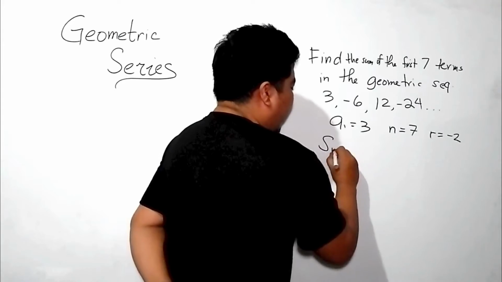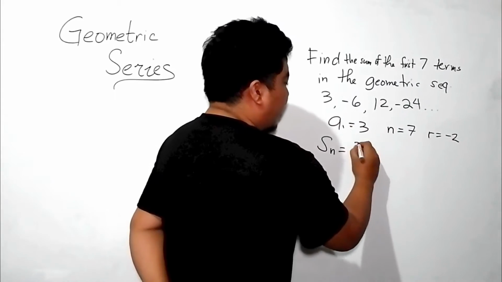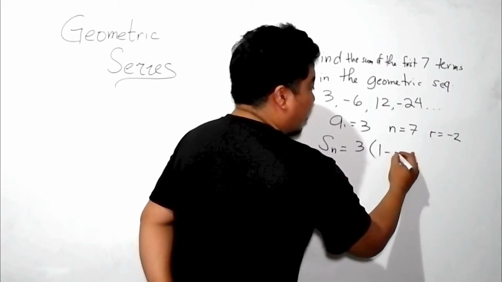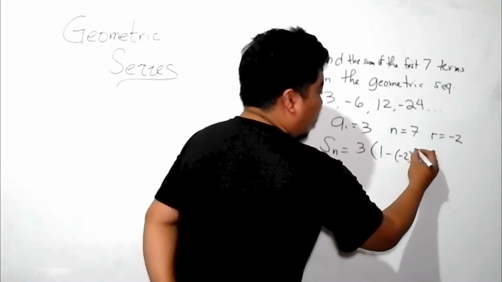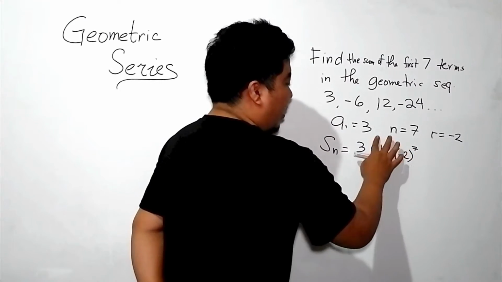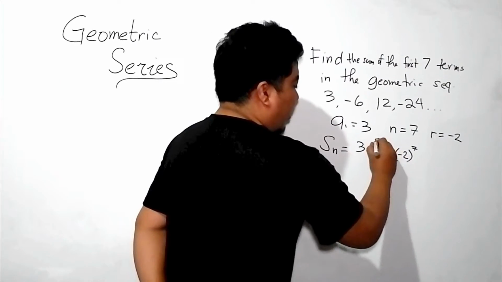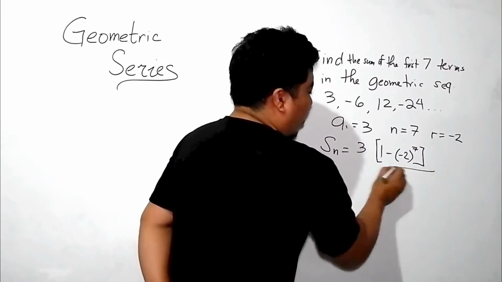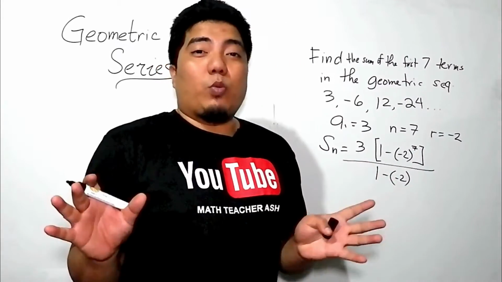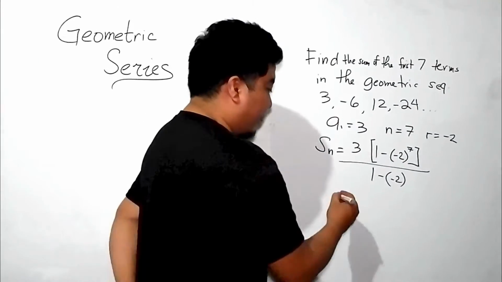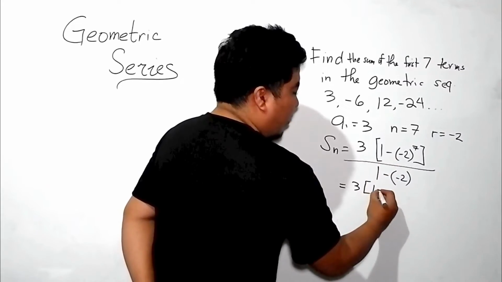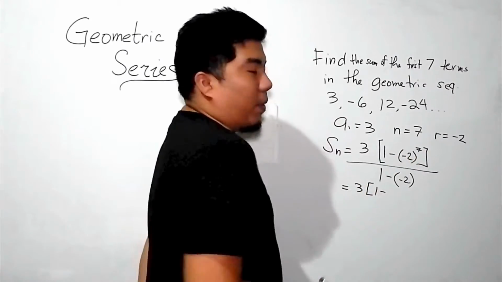That is, S sub n is equal to a sub 1, which is 3, times 1 minus r to the power of n, that is 1 minus negative 2 to the power of 7. Since we already have a parenthesis here, this outer parenthesis will become a bracket, over 1 minus negative 2. So what we do here is we just simplify. So we have 3, then 1 minus negative 2 to the power of 7.